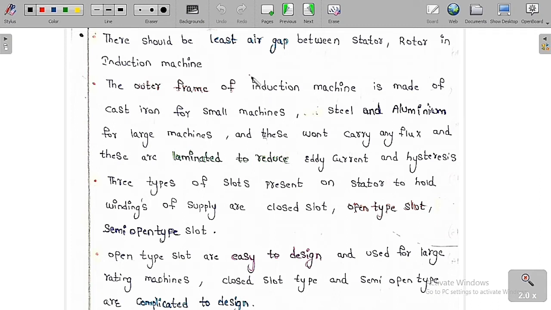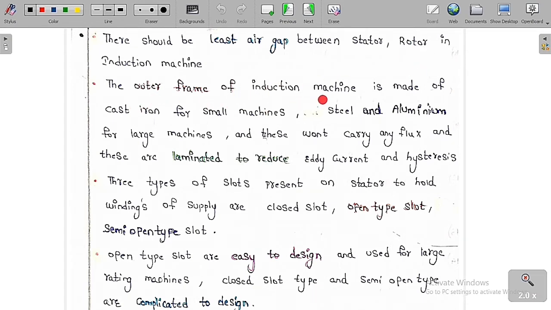Less is the air gap, the less is the magnetizing current required. More is the air gap, more is the magnetizing current to keep a constant rated flux. So always try to operate with the least air gap between the stator and the rotor in an induction machine.